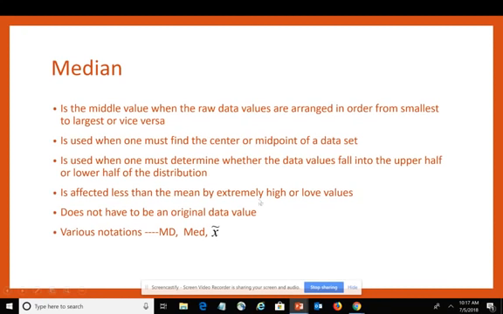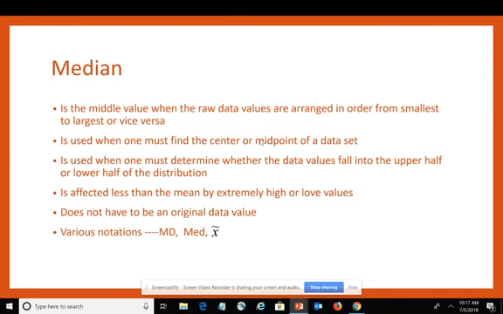The median is the middle value of your raw data when they're arranged from smallest to largest. So this is one where the stem and leaf plot might come into play because you have the data ordered on the stem and leaf plot, and you simply need to find the value that is in the middle.